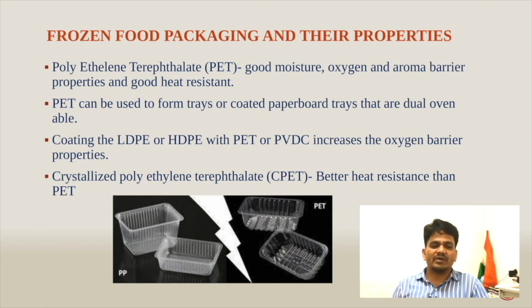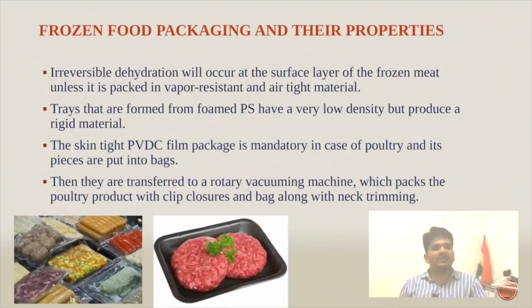So some have favorable properties, some may not. Accordingly, we have to decide which kind of packaging material to use to pack and wrap the different types of products. The selection of packaging material depends upon the nature of the products which need to be packed. Irreversible dehydration will occur at the surface layer of the frozen meat unless it is packed in vapor resistant and airtight material.